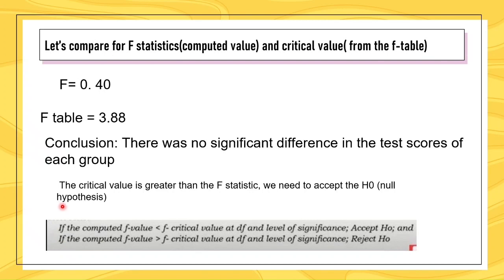Our critical value is greater than the F statistic, so we need to accept the H0 or null hypothesis. The F is 0.40 and the F table is 3.88. This is bigger than this. So our conclusion is there was no significant difference in the test scores of the age groups. In other words, there is no difference in their characteristic of population. So that's all. Let's proceed to example 2.